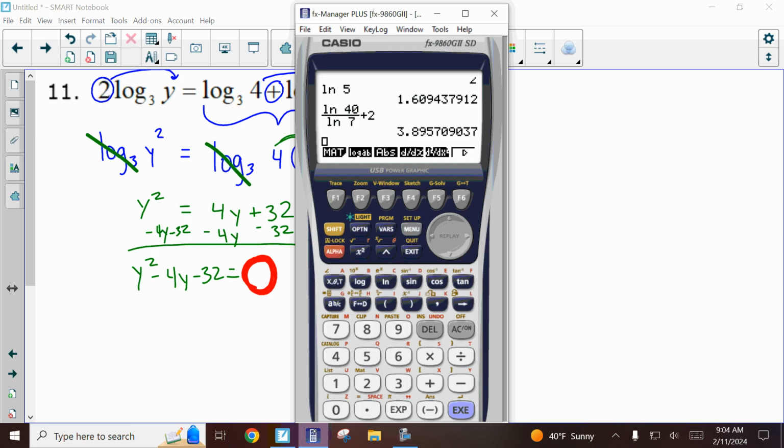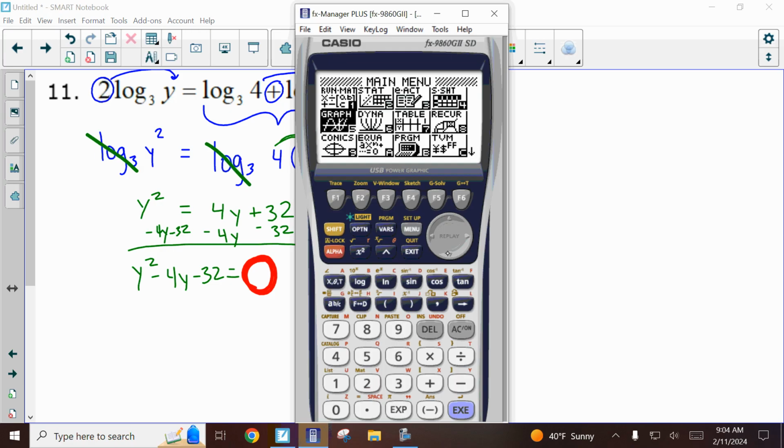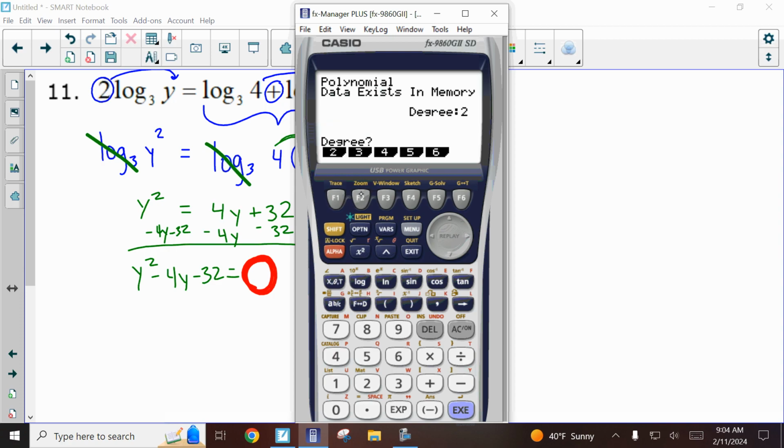Anytime we have a problem equal to 0 like that, we can go into our solver to find 2 answers. Polynomial solver, degree 2, 1 is in front, negative 4 is in the middle, and then negative 32 is the 3rd term. 32.